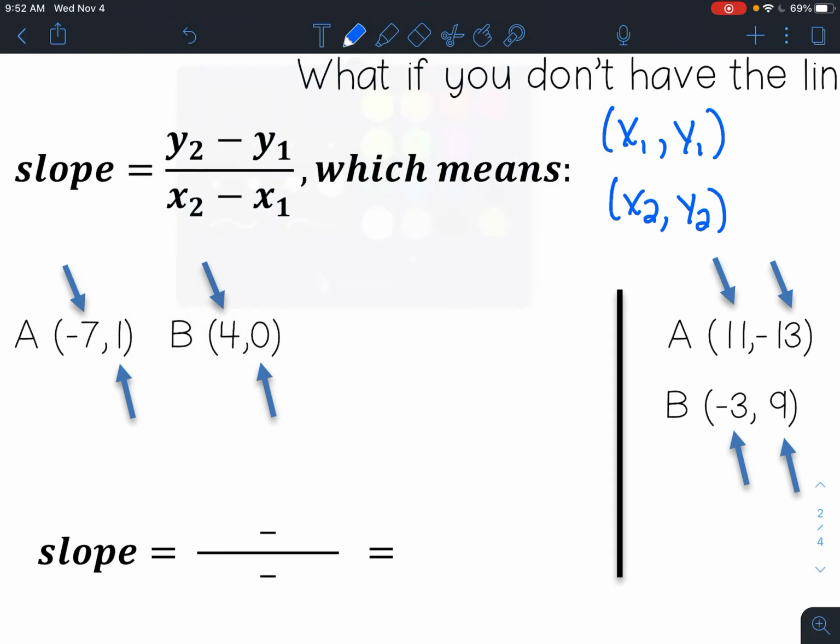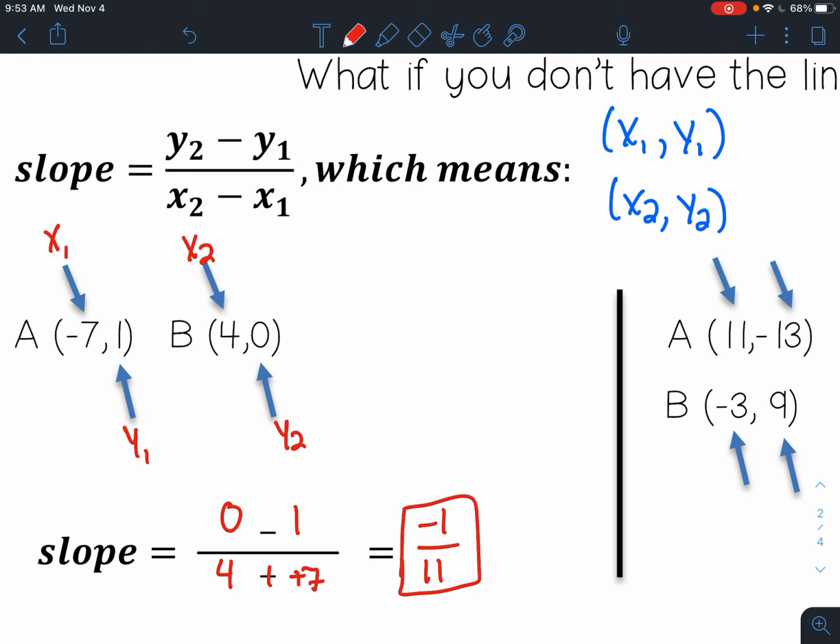So if I wanted to label for this first one we've got here on the page, if I wanted A to be point 1, that would mean x1 is negative 7, y1 is positive 1, x2 is positive 4, y2 is 0. So knowing what those are, I just plug them into my formula. My y2 minus y1 would be 0 minus 1. x2 minus x1 would be 4 minus negative 7. And I just do that math. Negative 1 over positive 11, because when we subtract a negative, it's like adding. So my slope is negative 1 over 11.